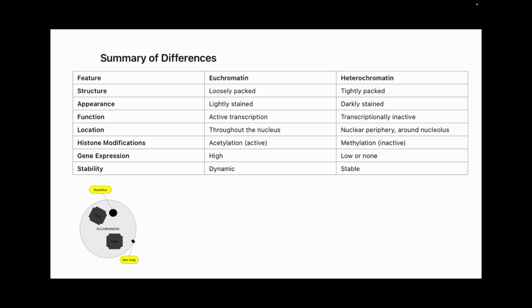Histone modifications. Histone acetylation makes that part of the DNA active, and that's euchromatin. And when the histones are methylated, it becomes a tightly compact structure. It becomes inactive, and that's heterochromatin. The gene expression is very high in euchromatin, and it's very low or none in heterochromatin. Euchromatin is a very dynamic structure, and heterochromatin is a very stable structure.